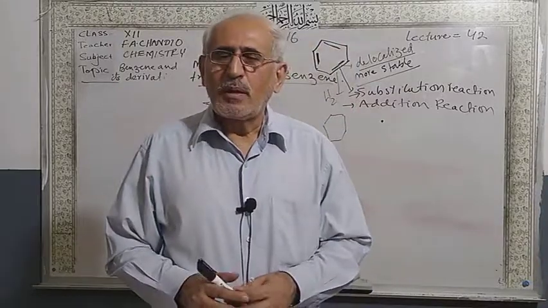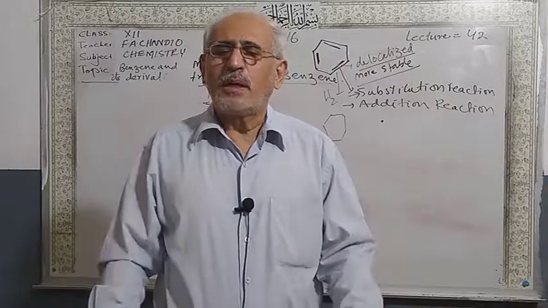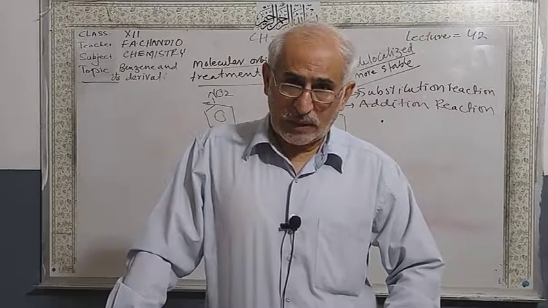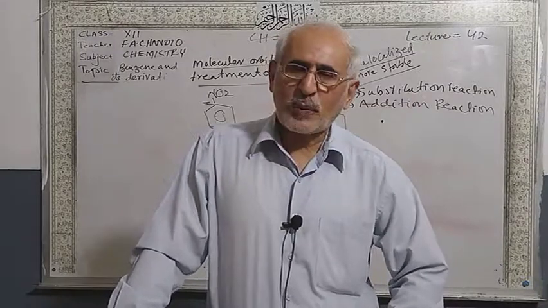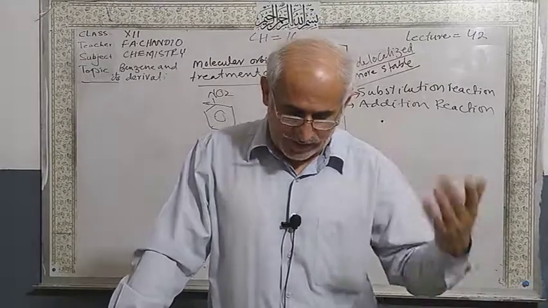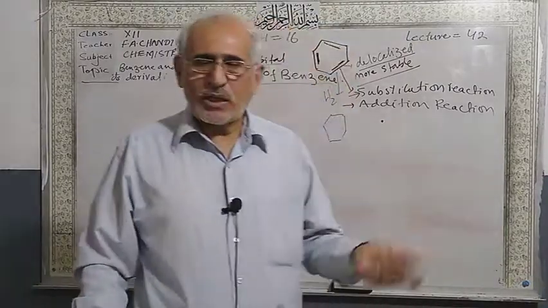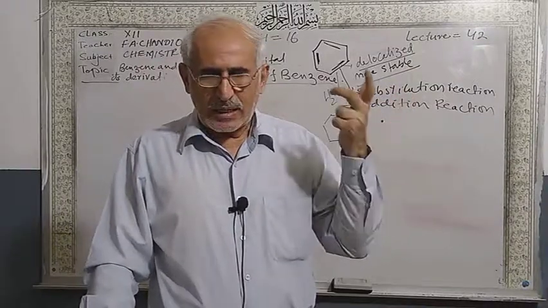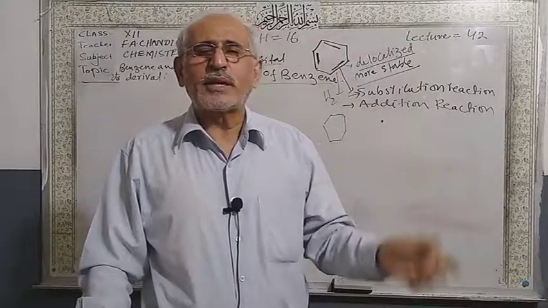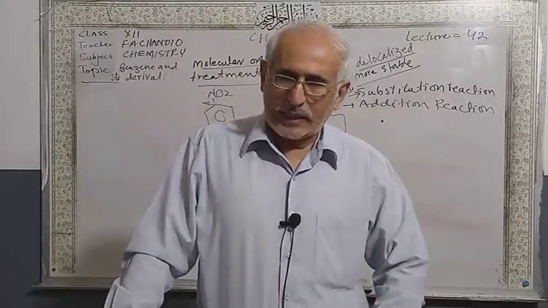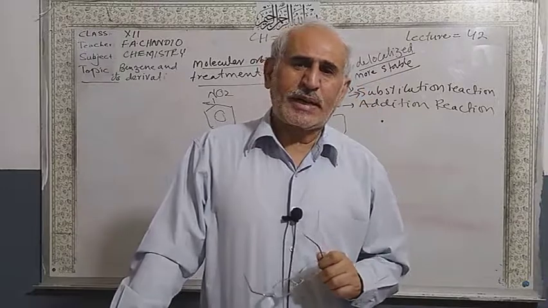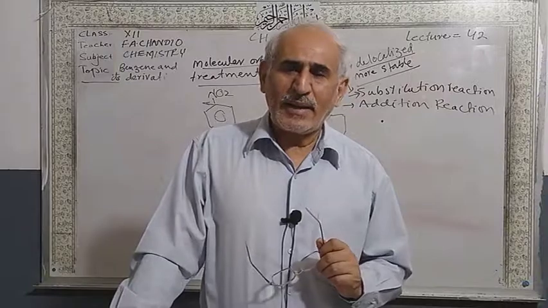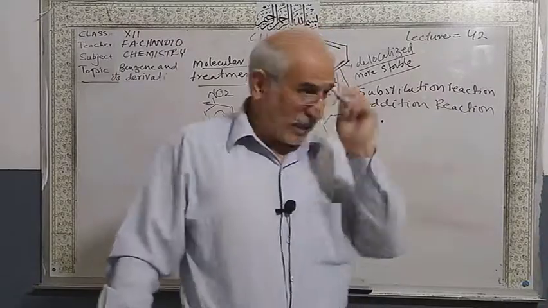So dear students, if we use spectroscopic studies or X-ray analysis of benzene, as I already told you, benzene gives a flat planar hexagonal conjugated structure. Spectroscopic studies or X-ray analysis show that benzene has a planar cyclic conjugated structure.